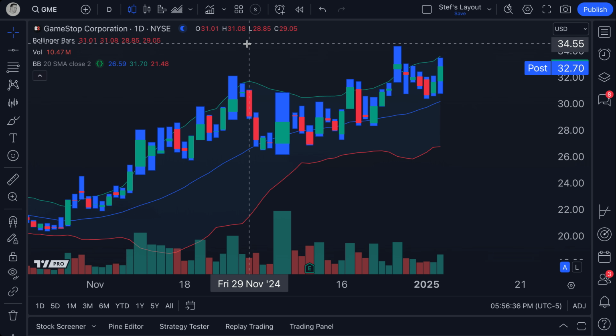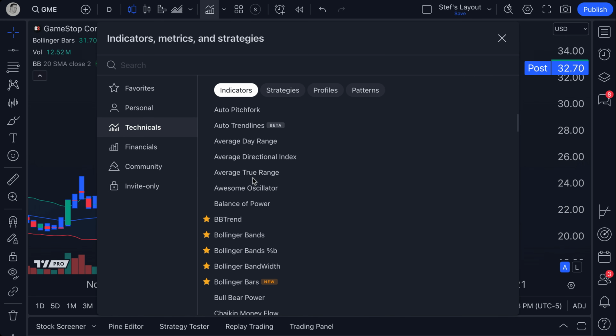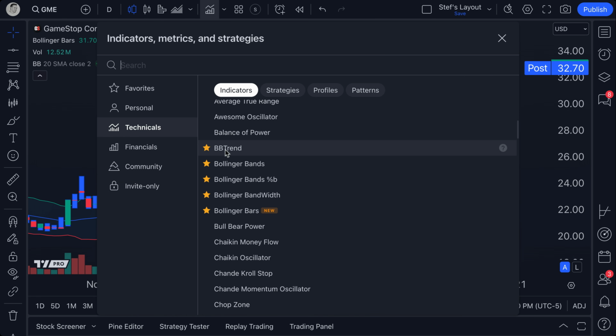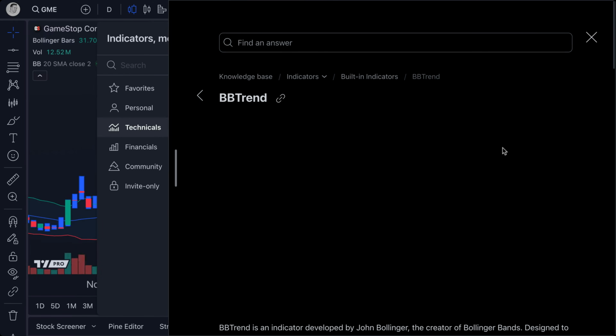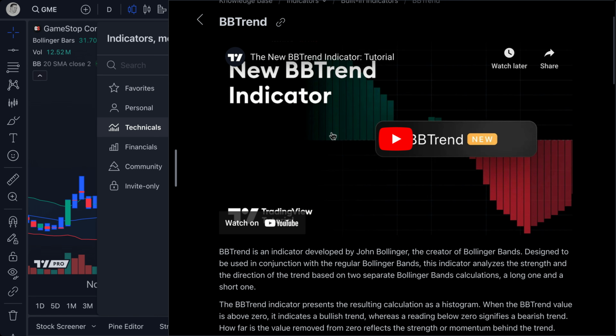Now, before we dive in, let us remind you that if you go to the Technicals menu within the Indicators, Metrics, and Strategies menu, you'll see it says BBTrend. Click the tooltip and you can watch our in-depth explainer of the BBTrend indicator. In fact, this is going to tell you everything you need to know about the BBTrend indicator.